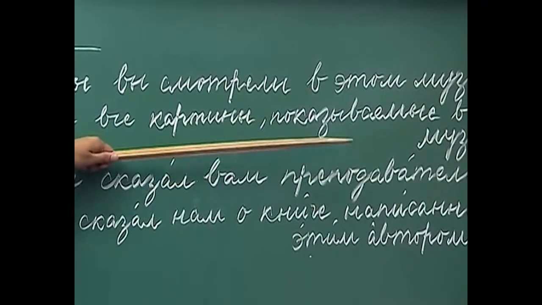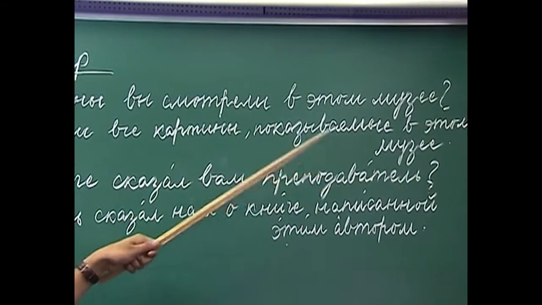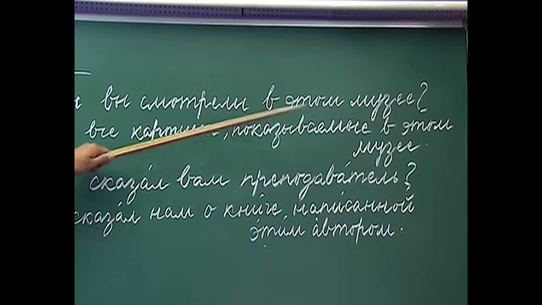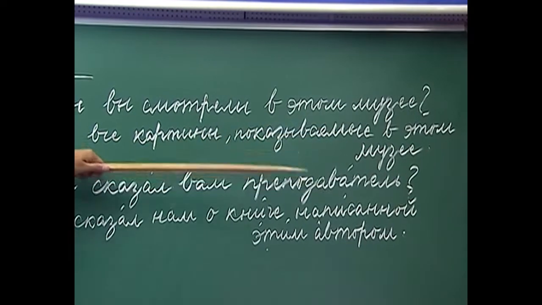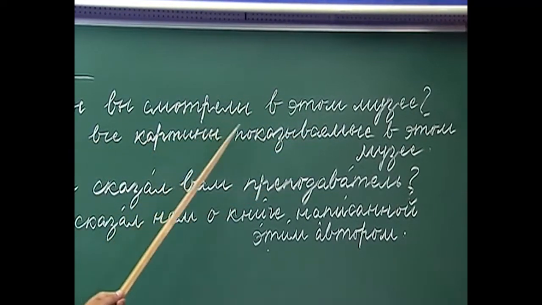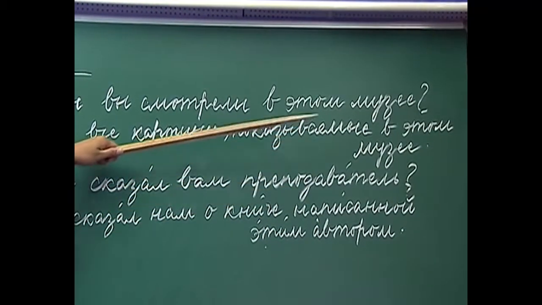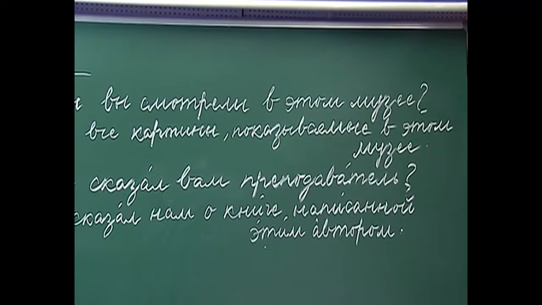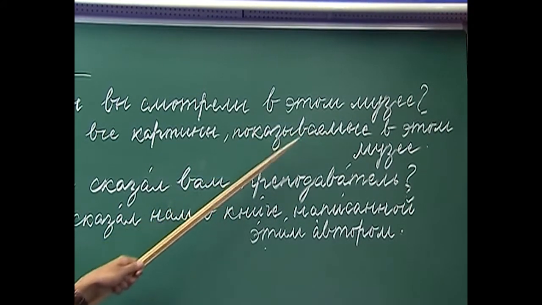If you change this sentence into a complex sentence with the word который, how will you do that? Мы смотрели все картины, которые показывают в этом музее. So, которые показывают, which means the sentence is in the present tense. So, that is why we are using present participle passive. Показываемые. And how do we form the present participle passive? Present participle passive are generally formed from the first person plural by adding the adjectival ending ый and кратки. So, показывать, показываем and показываемые.